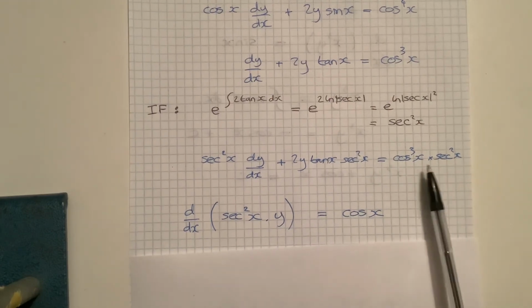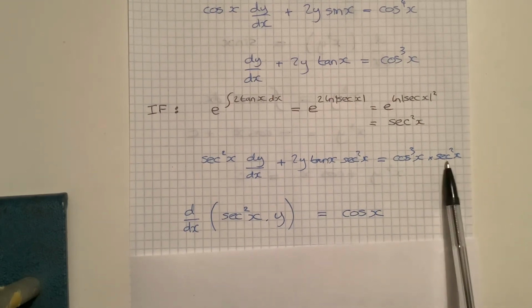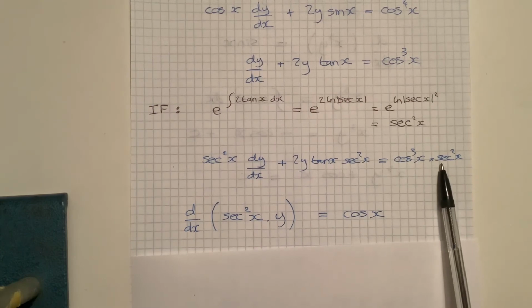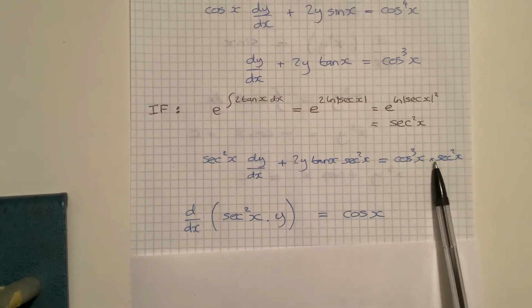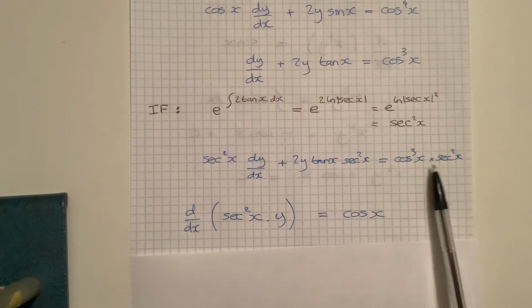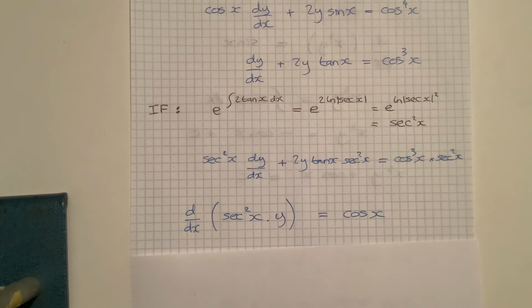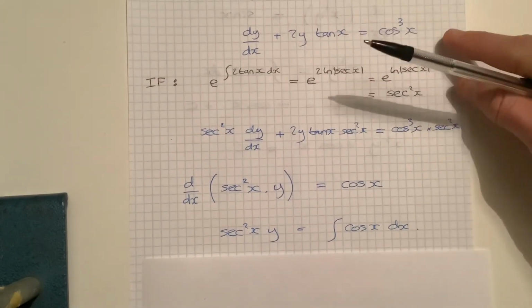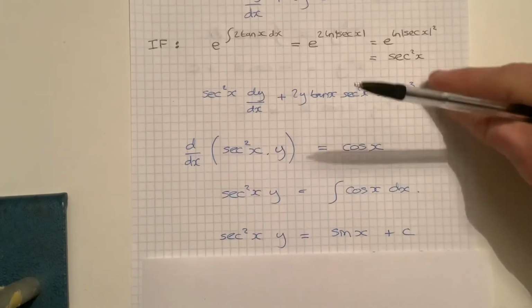On the right hand side over here, I know that sec is 1 over cos. So sec squared is 1 over cos squared. So cos cubed times 1 over cos squared will cancel out and just give me cos. I can now integrate both sides with respect to x. Cos integrates to be sine.